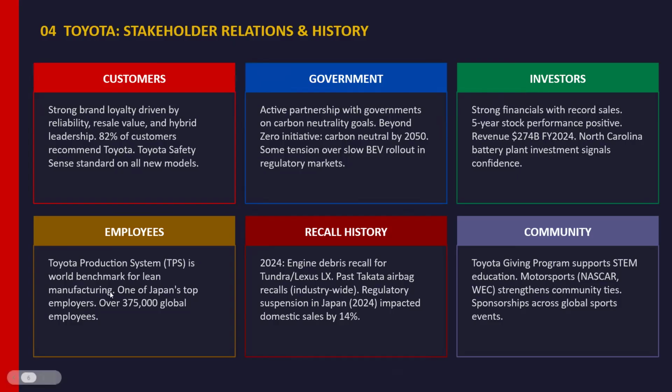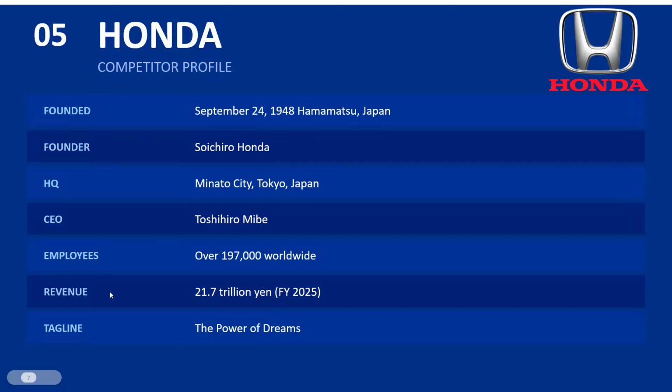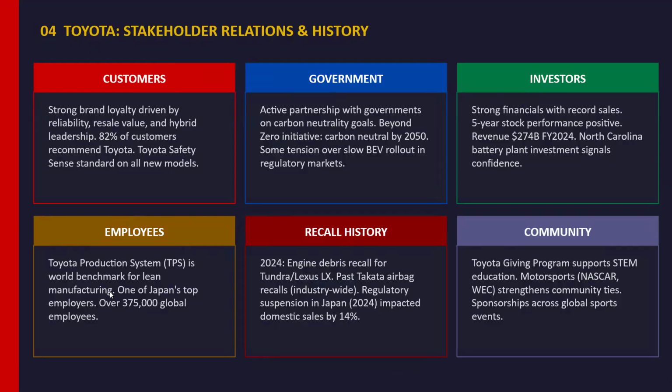Let's just move on to the employees. How about that? The Toyota Production System, or the TPS, is literally the global benchmark for lean manufacturing. Toyota is consistently ranked among Japan's top employers with over 375,000 people on its payroll worldwide. As of 2024, I should add. I wasn't able to get some of the newer years, at least reliable statistics on that. Wanted to be as accurate as possible.